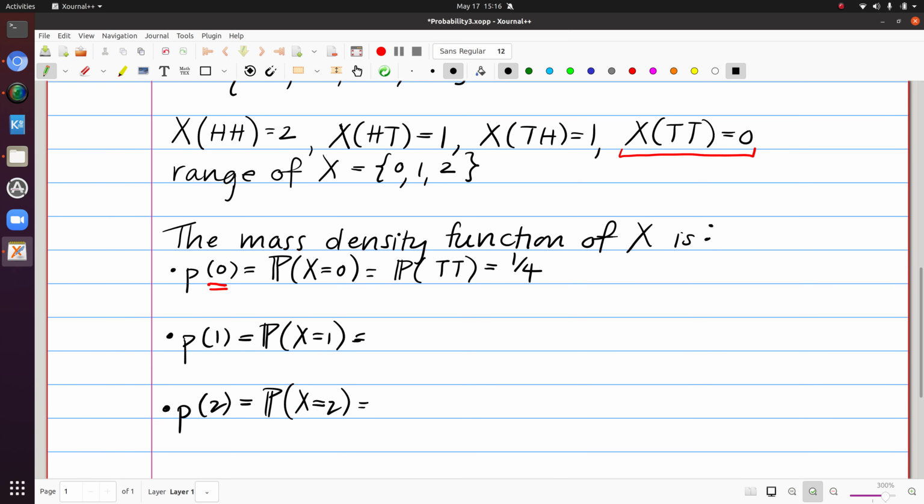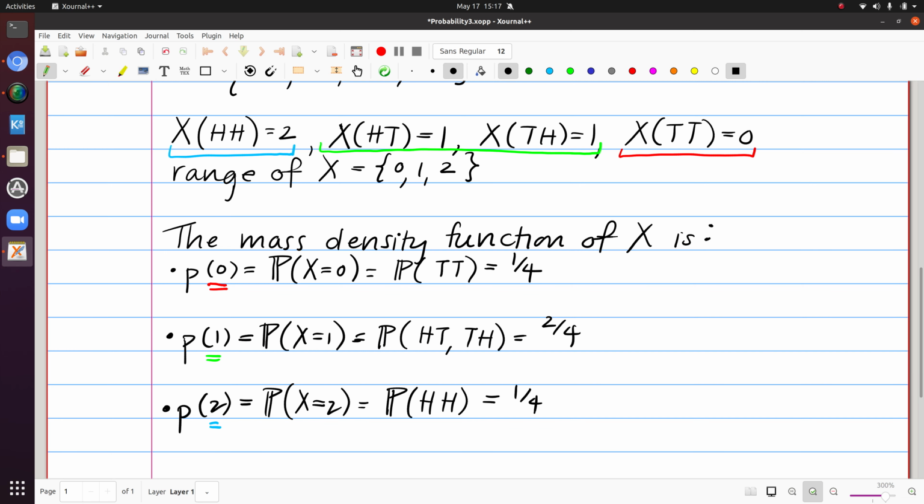If I want to think about p of 1, notice that there are 2 ways that my random variable can evaluate to 1. So we have to consider that we get HT or TH, which is 2 out of my 4 possible outcomes. So the probability that x is 1 is equal to 2/4. And then finally, for 2, we come back and there's only one way that x evaluates to 2, and that's if we see heads, heads, which is 1 out of our 4 outcomes.